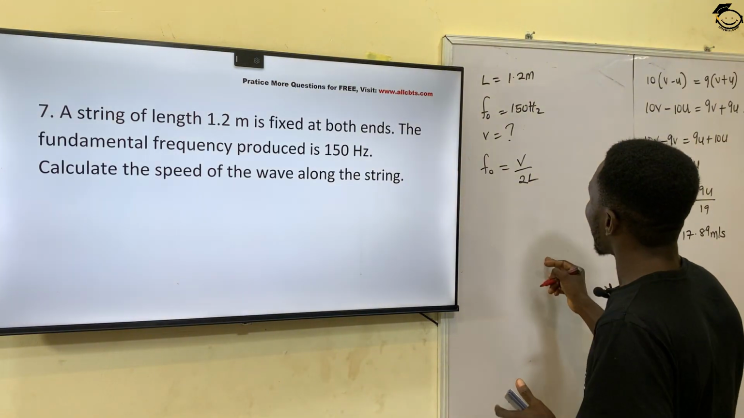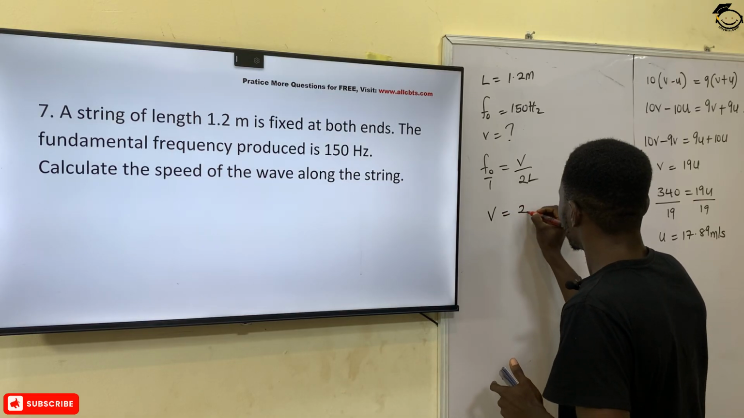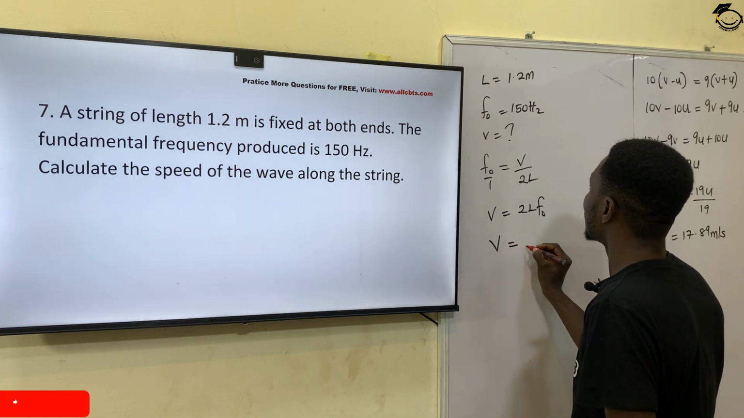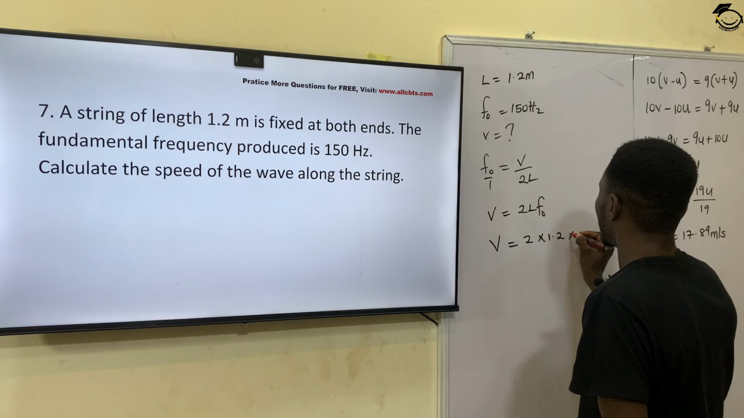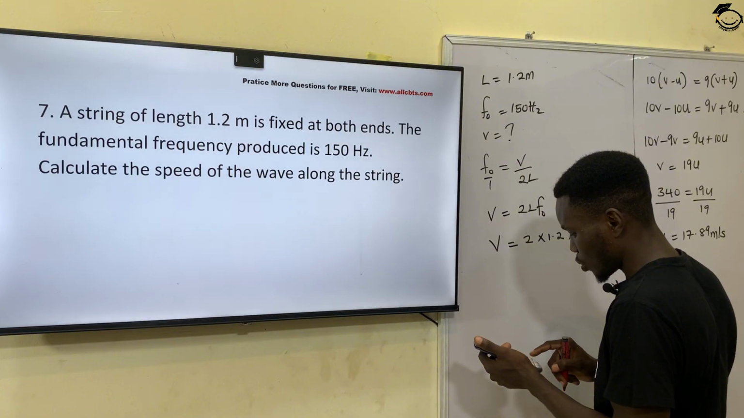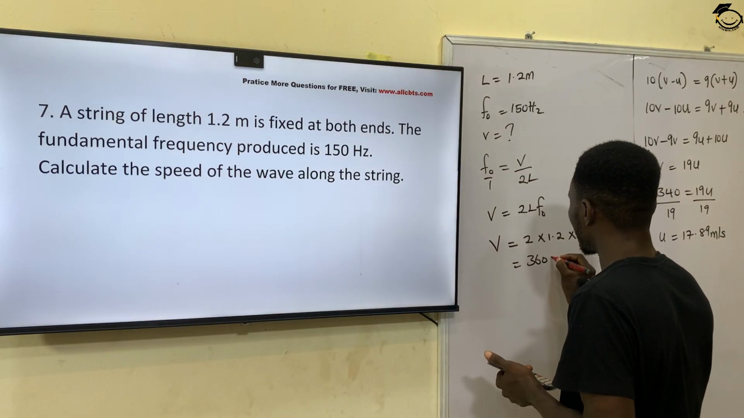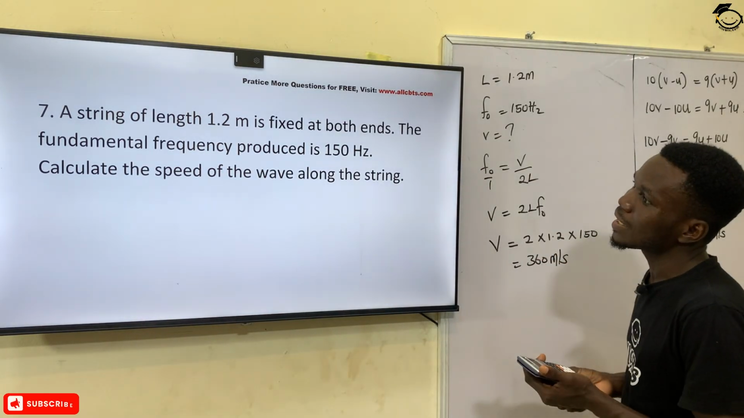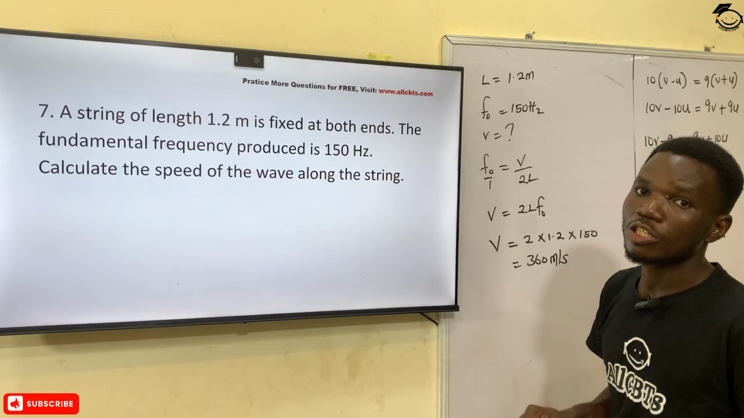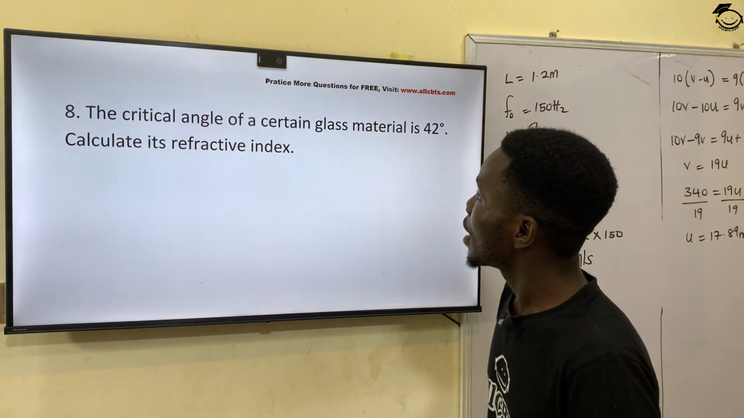So because this is what I have, this means that my velocity is equal to 2L f0. So the velocity of this string is going to give me 2 times 1.2 times 150 Hz, and that will give me 360 meters per second. It means that the speed of the wave along this string is going to be 360 meters per second.